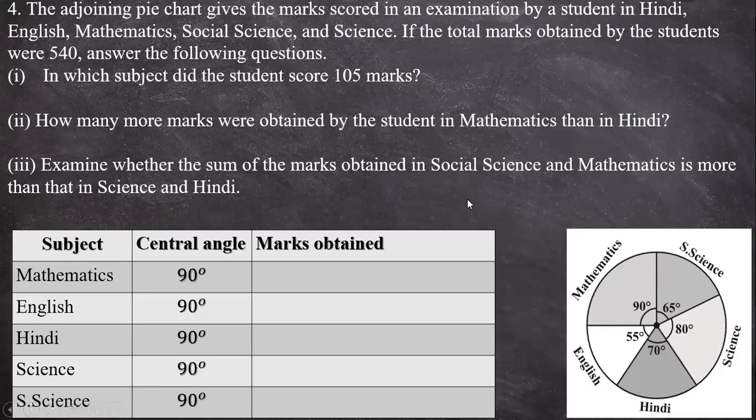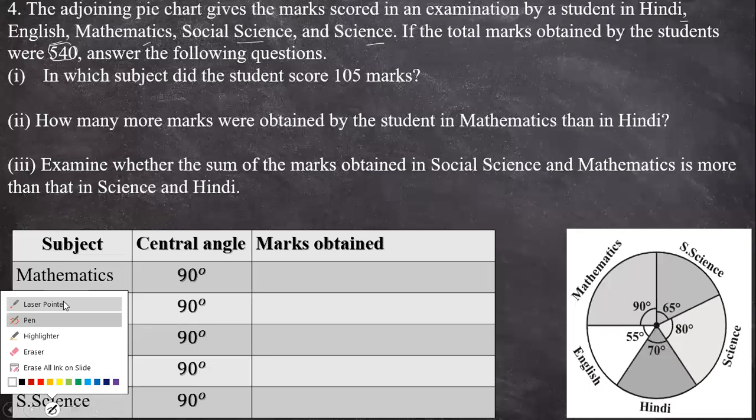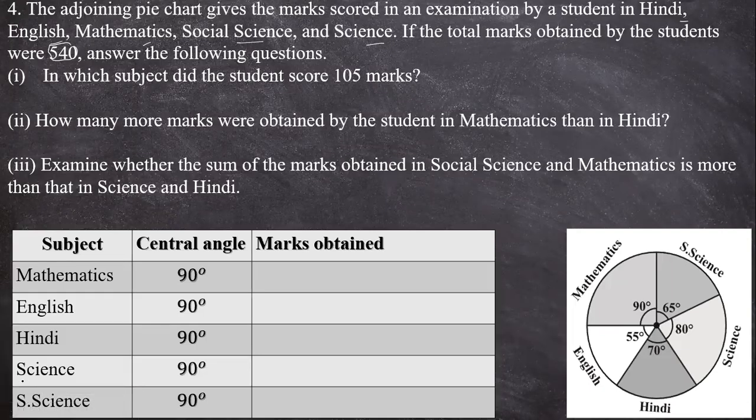Yes. Now question number 4. Question number 4 says the adjoining pie chart gives the marks scored in an examination by the students in Hindi, English, Maths, Social Science and Science. Right? And if the total marks obtained by the students is 540 marks, answer the following question. Now here, in which subject did the student score 105 marks? Okay, so now total marks are given to you, 540, and we need to find where the child got 105.